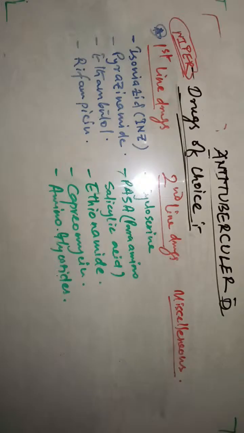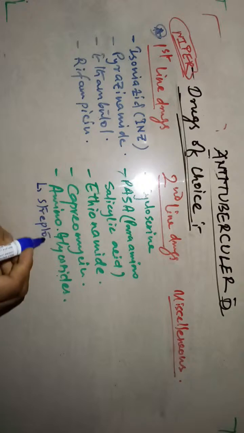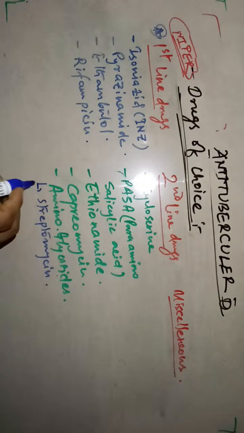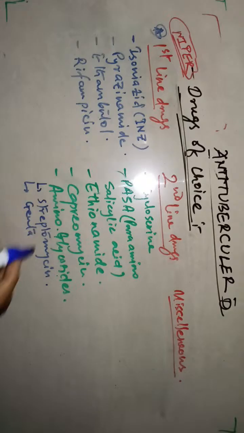So what are the examples of aminoglycosides? Examples of aminoglycosides are streptomycin, kanamycin, and gentamicin. Streptomycin, gentamicin, and kanamycin.